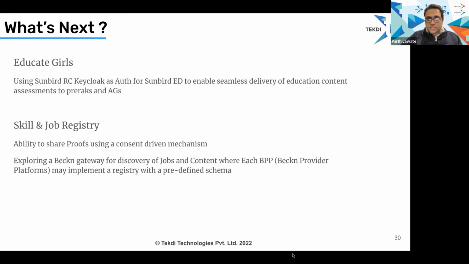On the skills and jobs registry, we are building a consent-driven mechanism for sharing proofs of work or proofs of skill. There is also a Beacon gateway for discovery of jobs and content being created. Beacon is one of the things that we are exploring. Hopefully that's the way we will go, where each BPP, or Beacon provider platform, may implement a registry with a predefined schema so that they can share jobs and content through the network to any kind of BAP application. So yeah, I'm finally done, Suren.